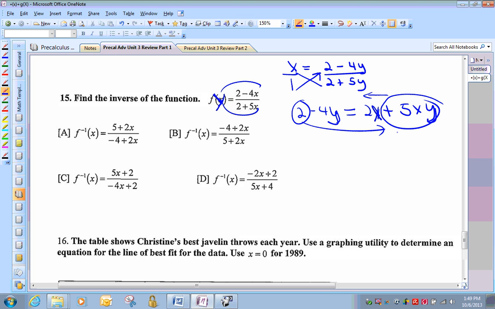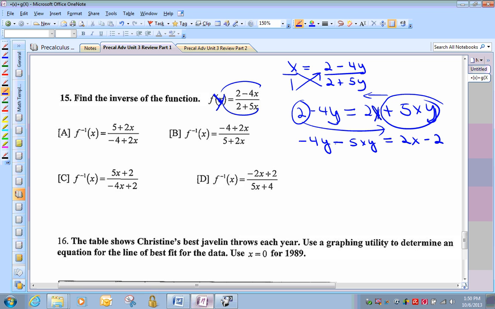So when I do that, I'm going to get negative 4y, well, I didn't write that right. Negative 4y minus 5xy equals 2x minus 2. Okay, I'm going to stop for a minute to make sure you understood. All the stuff with y's went left. Anything that didn't have a y in it is on the right. So make sure you're good there.